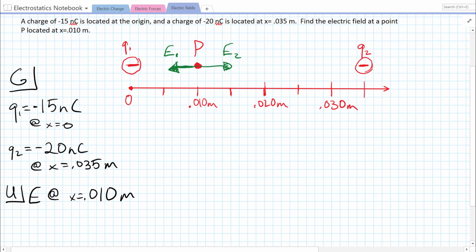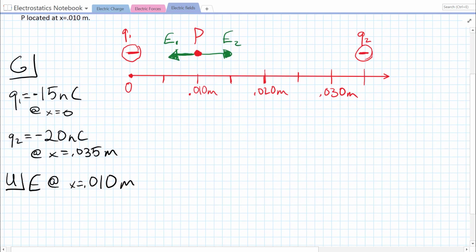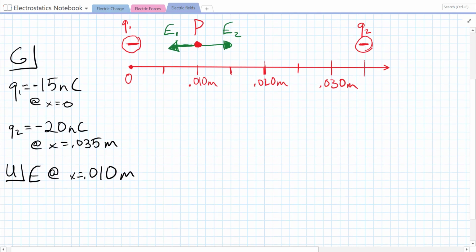Now, direction is going to be really important here. We're going to have to be very careful about our signs and what they mean and what they don't mean. But before we've done anything else, we know that one electric field points left, one electric field points right, so they're going to cancel out, at least partially. Now, let's actually get going solving this.